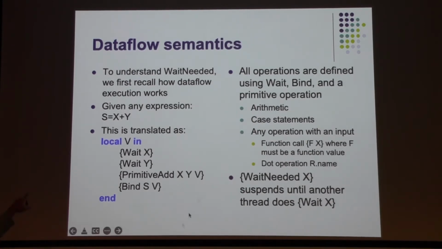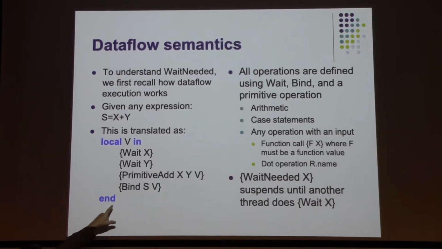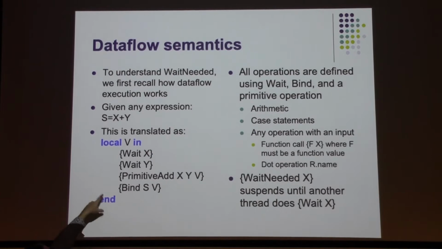So let's say I do S equal S plus 100 here. Okay, X plus Y. So that's a data flow. It waits until X and Y are values and it does an addition. How does it work? Well, actually, in the low-level system, it's translated like this.